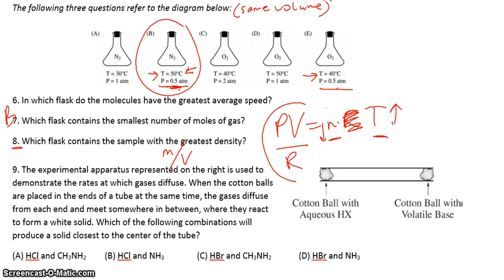Let's assume they're the same volume. They definitely look like they're the same volume. So density is going to be which one has the most moles of gas, because then the most moles give us the most mass, as long as the masses are comparative.